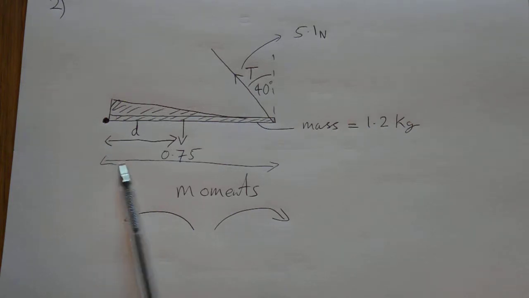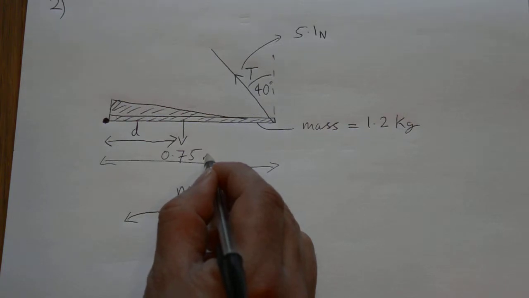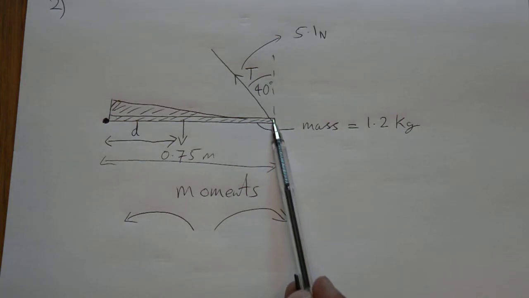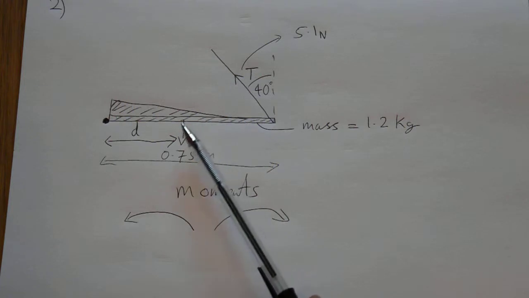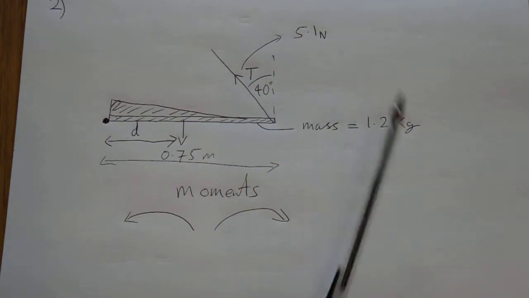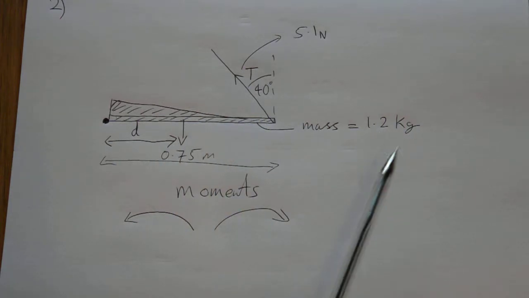But its length is 0.75 meters long. Let's just say that is. And it's held at the other end by a string. We know the angle to the vertical from that, and we know the tension. The tension of the string is 5.1 newtons. The mass of the whole object is 1.2 kilograms.